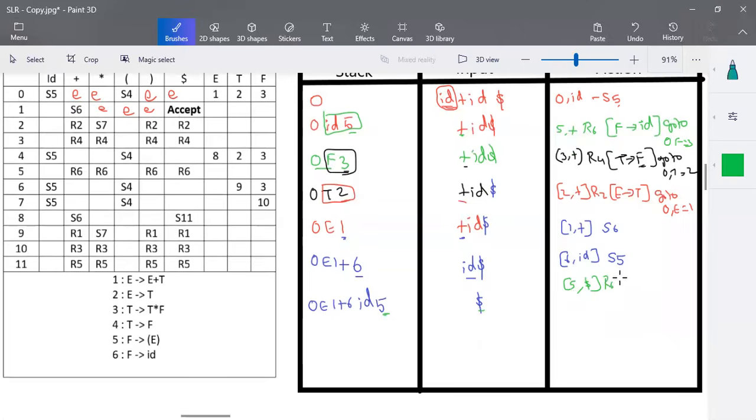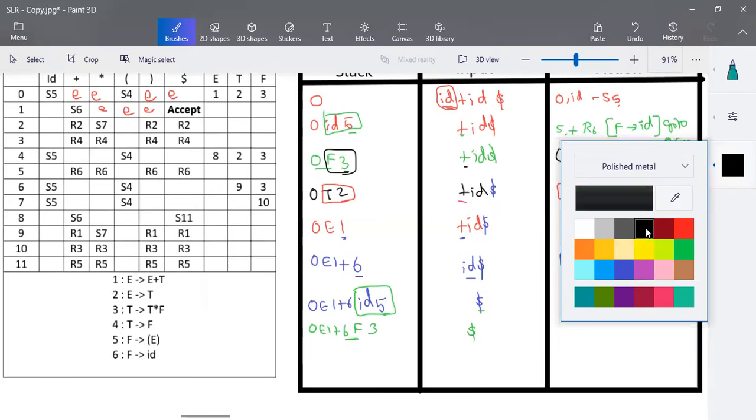So what is R6? Reduce with production number 6, and production number 6 is F tends to ID. So we have to pop out until an ID occurs, and we'll be pushing F instead of it. So in this 0, E, 1, plus, 6, instead of these two elements, we'll be pushing F into the stack. This is followed by a goto operation, where we perform the goto operation with the last two elements, that is 6, comma F. We have to check the table for 6, comma F. 6, comma F consists of 3. So 3 will be pushed into the stack, and the input just contains this dollar symbol.